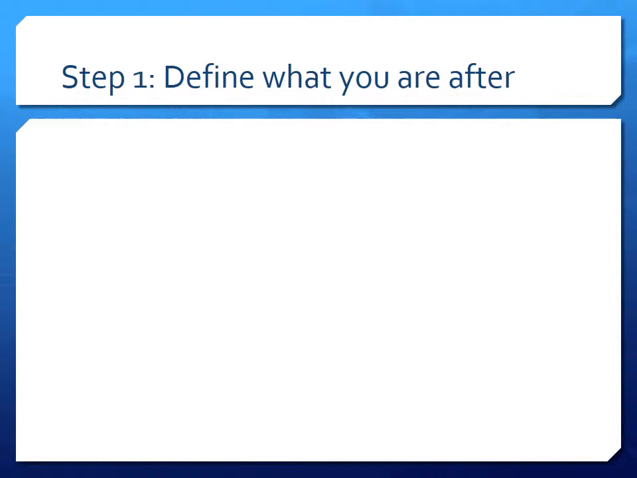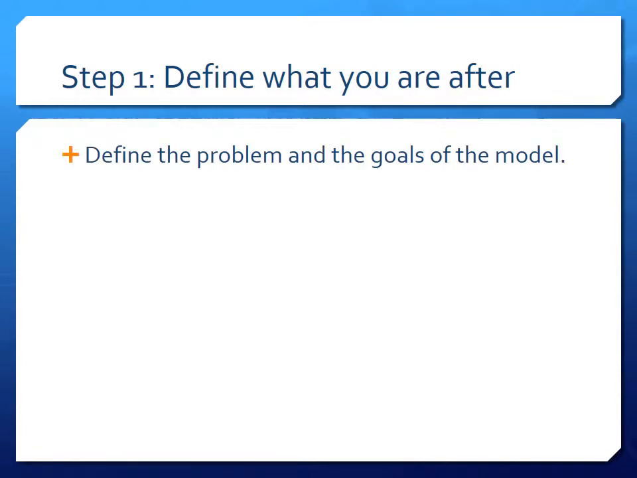So let's go to step one. We have to define what you're after. Why are you doing this model? What is it that you want to understand about the system? What questions do you want to address? So you want to define your problem and the goals of the model. This defining what you're after is really important, and the sooner you do it, the better it is.